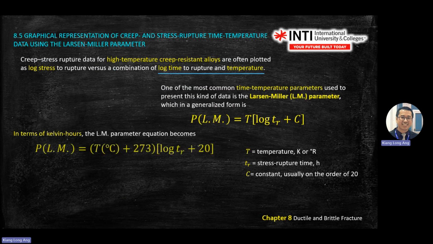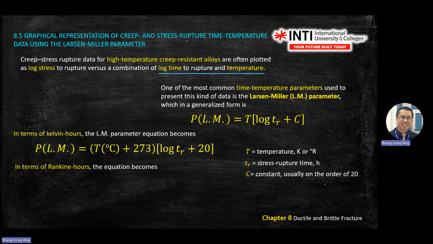Okay, so the last important formula for this chapter 8 is the graph presentation for the creep and stress rupture using the LM parameter, Larson-Miller or LM parameter, given by this formula, right? So P_LM equals T (log t_R plus C). t_R is the stress rupture time, C is a constant, and T is in Kelvin.